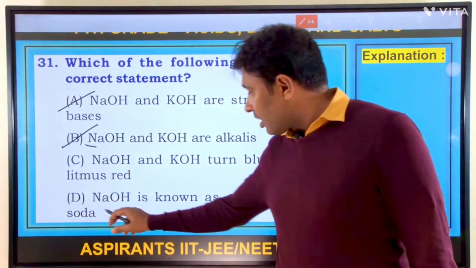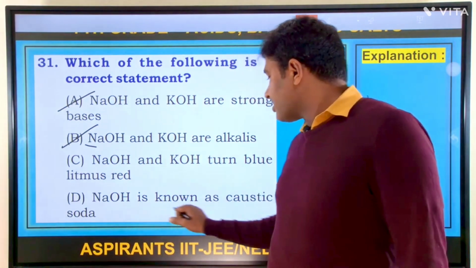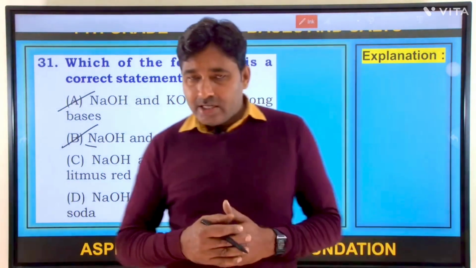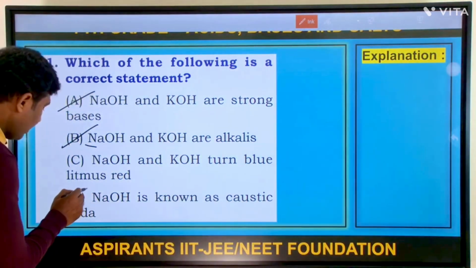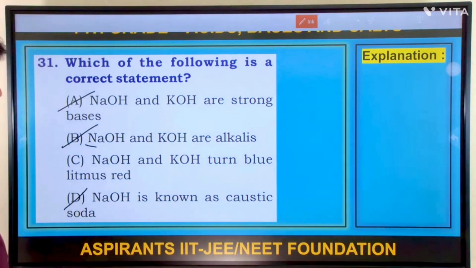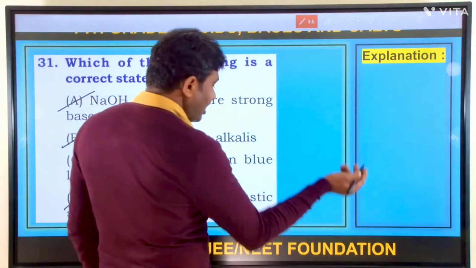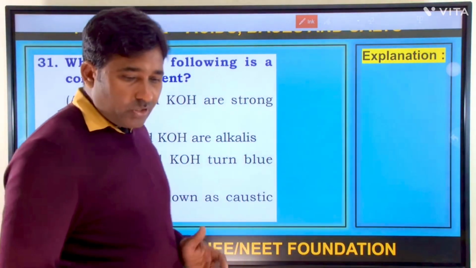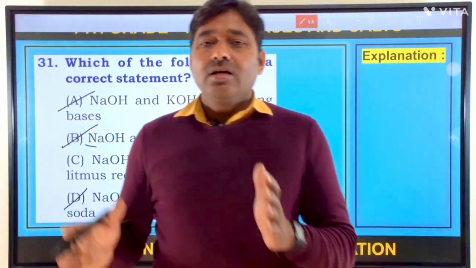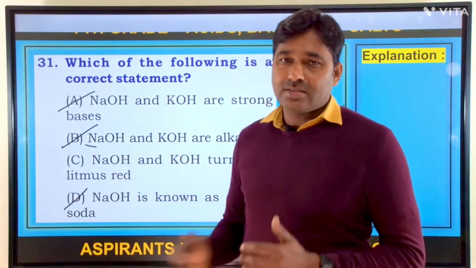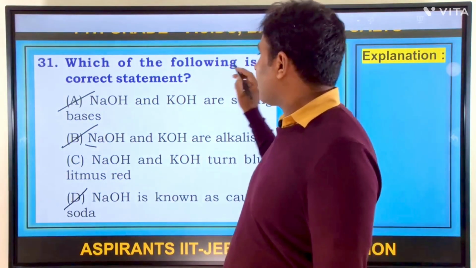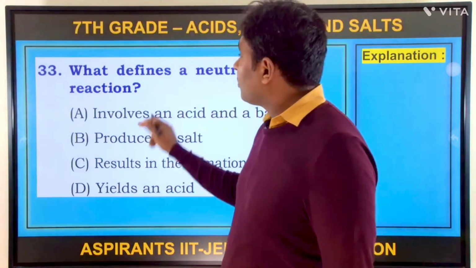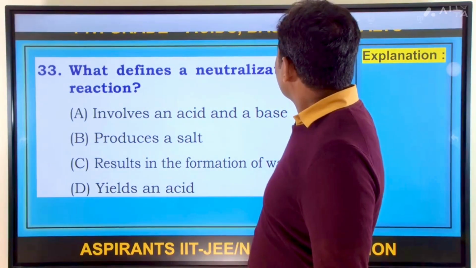Now we come to option D. Sodium hydroxide is known as caustic soda. Yes, the common name of sodium hydroxide is caustic soda. Caustic potash means potassium hydroxide. Caustic soda is sodium hydroxide. So our correct options are A, B, D. Now we go to the next question.